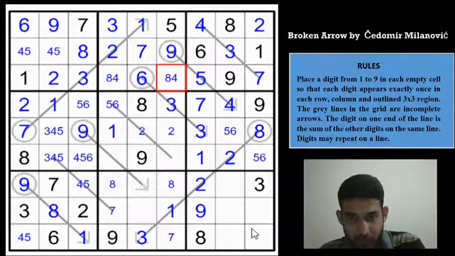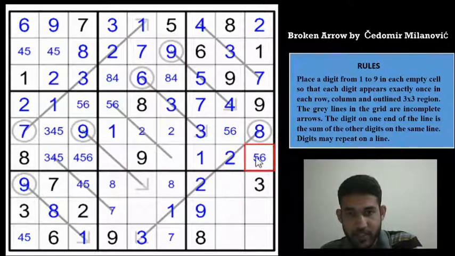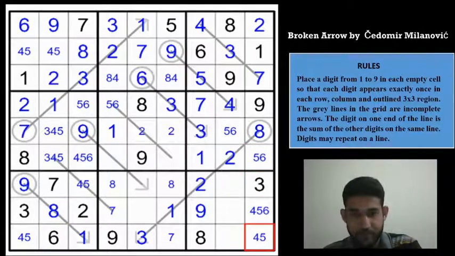So which area do we need to focus on now? Let us look at column 6, which seems to be restricted. 3, 8, 9, 1, 2, 7. Remaining digits are 4, 5 and 6. There is a 5, 6 here, so this will be 4, 5, 6, and 6 is here, so this is a 4 and a 5.